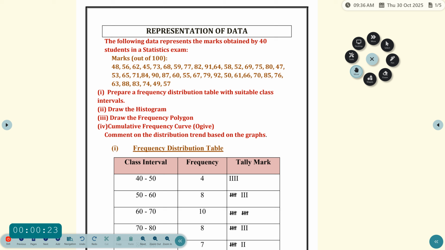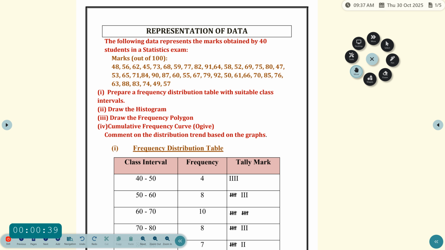Here, in a single problem, we will discuss all the previous ones. That means we have some collected data, and it is raw data. Now, how can we represent the collected data by using a frequency curve, histogram and so on? Let us take one example.